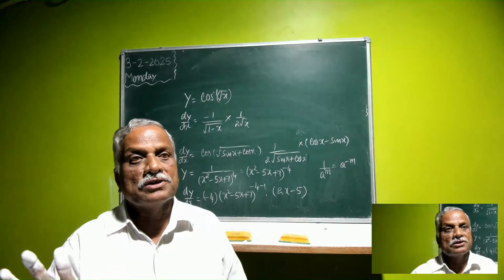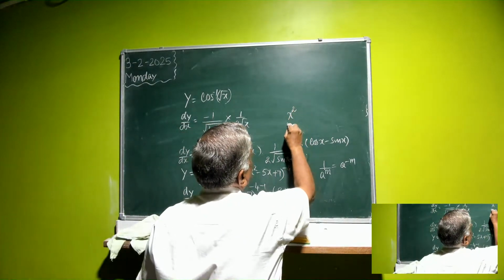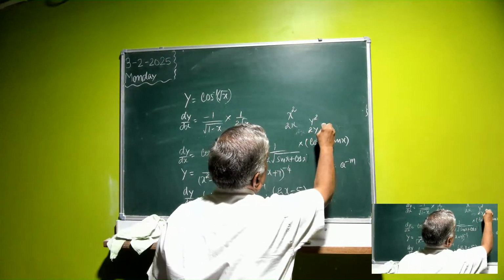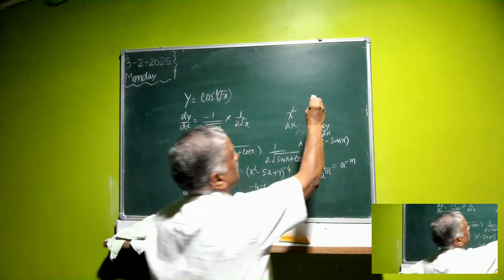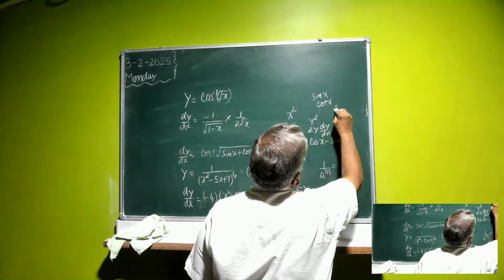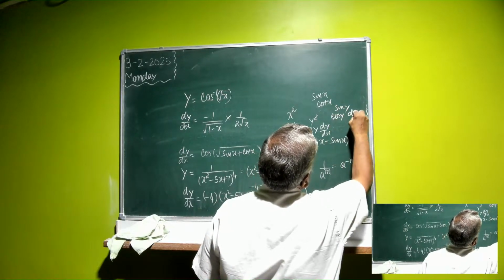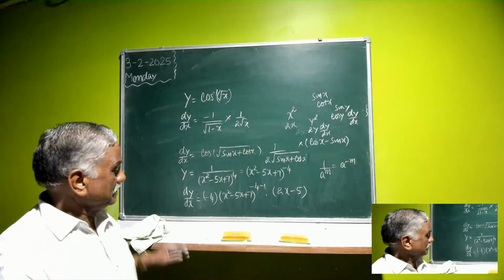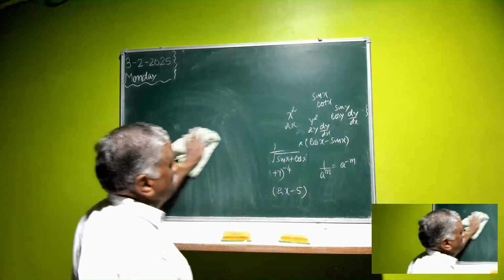What is the only extra thing you should remember? If you have got x square, when you differentiate you get 2x. If you have got y square, you get 2y dy by dx. Just repeating it. If you have got sin x, on differentiation you get cos x. If you have got sin y, on differentiation you get cos y dy by dx. My dy by dx, because we are differentiating with respect to x. So let us continue the implicit differentiation.